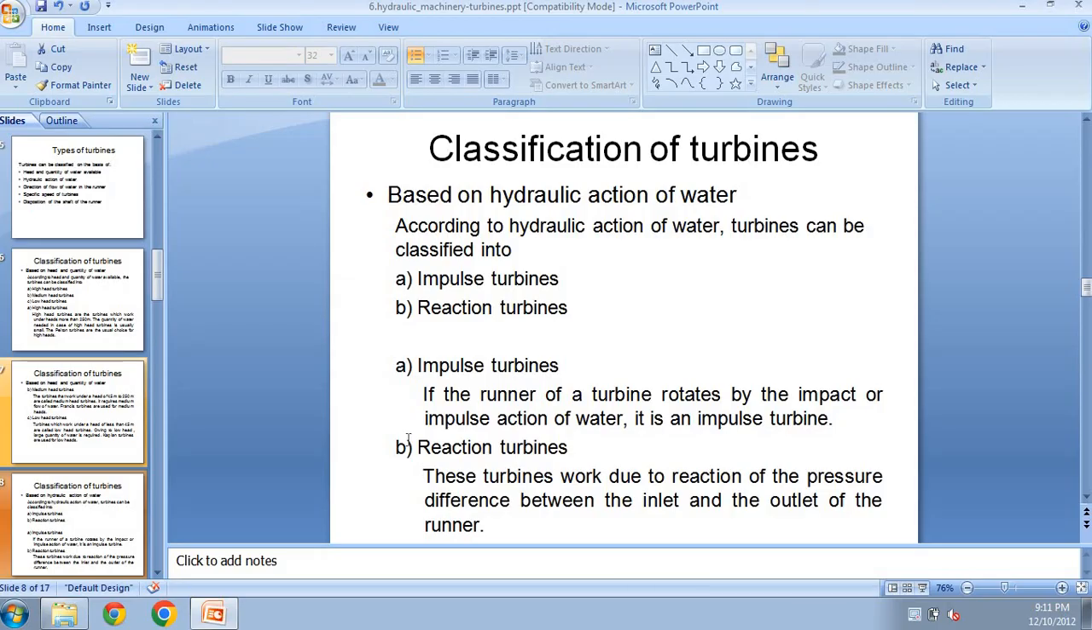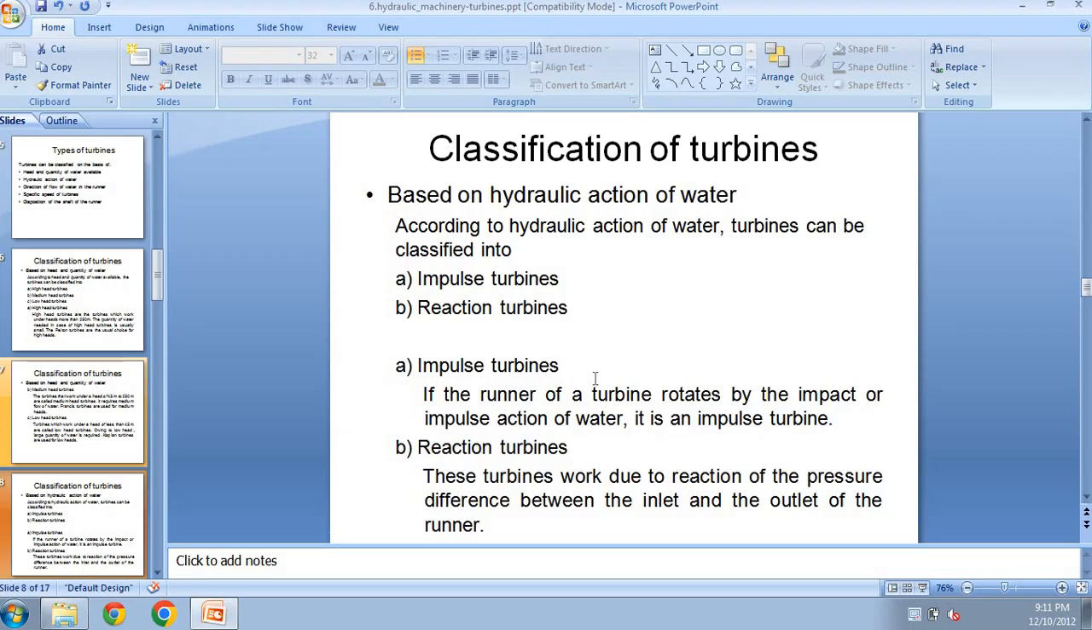According to the energy utilization, or the hydraulic action of the water in the turbine, turbines are again classified as impulse turbines and reaction turbines. The first type is the impulse turbine. In this type, the impulse action of the water can be observed, and impulse turbines are suitable for large heads.